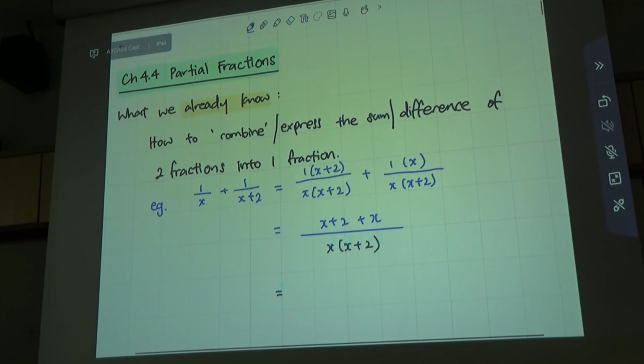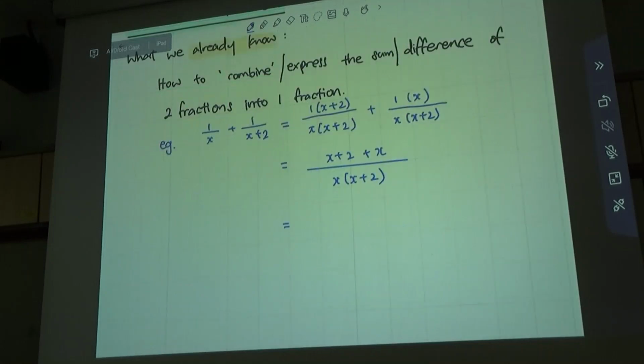Then, okay, what do we do next? I think this screen got a bit of problem, it's a bit lagging, okay? So do pardon that. Okay, so in the numerator we can simplify it further. We will get 2x plus 2 over x times x plus 2, right? So this is what we know how to do since set 2 last year. Okay, we know how to combine two fractions together.